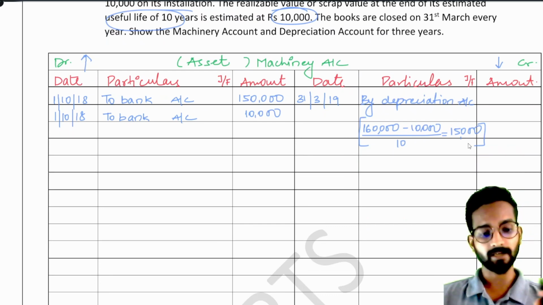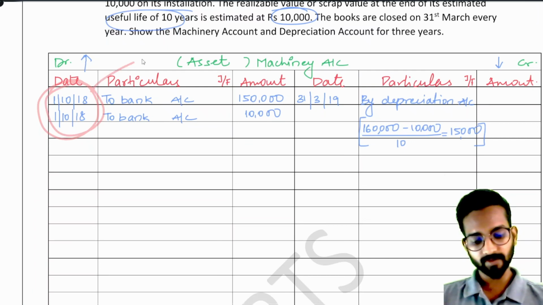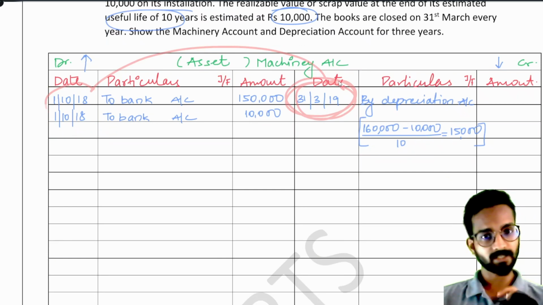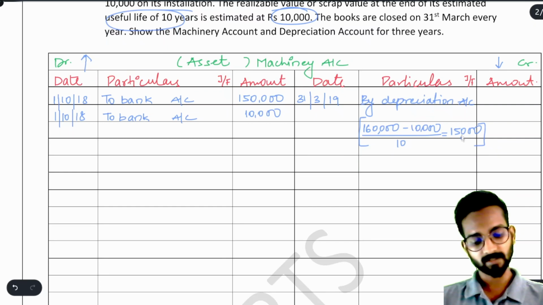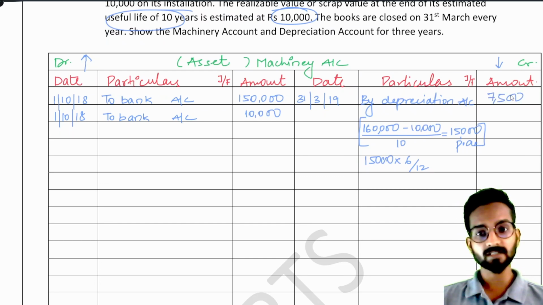No, don't make this mistake. Why? See, when did we purchase? We purchased on 1st October. So from 1st October to 31st March, for how many months have I used it? Count with me: October, November, December, January, February, March. So total is 6 months we have used. So you will be charging depreciation only for 6 months. It means 15,000 depreciation is per annum. So for 15,000 multiply only for 6 months, 6 by 12. We will do this and we will get the amount as 7,500. This is your depreciation for this year.